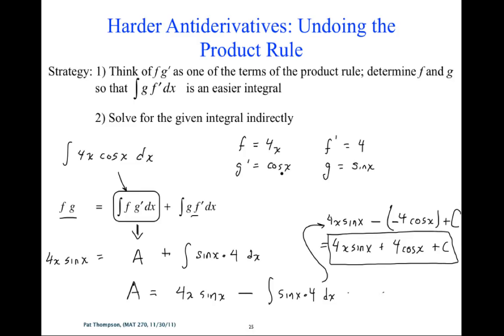Had we made 4x be the g prime, what would g have been? If g prime of x was 4x, then g would have been 2x squared. And now what would we have had? We would have had something like sine x or cosine x times 2x squared. And that's worse, right? It's worse than what we started with. So that's why we don't want to do that.